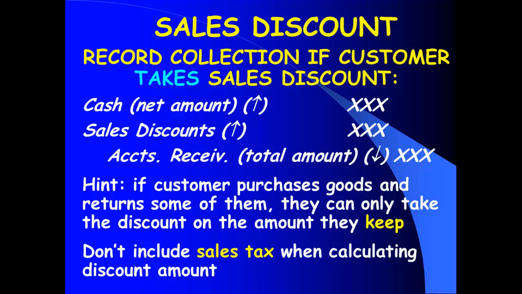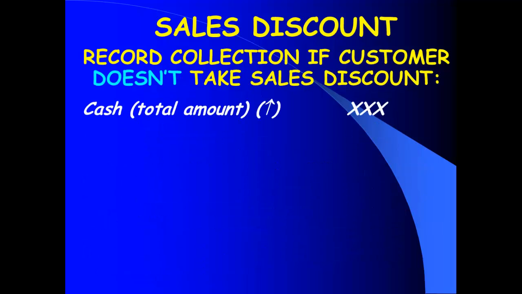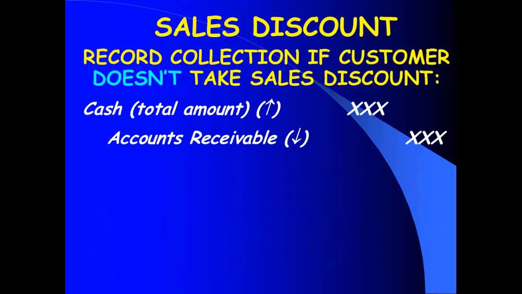So for example, with that last sale, we had the $8,000 sale. Let's figure the discount only on the $8,000, not to include the sales tax. What if the customer doesn't take the sales discount? Well, that takes us back to Chapter 2. Debit cash, credit accounts receivable. It doesn't show up anywhere then.